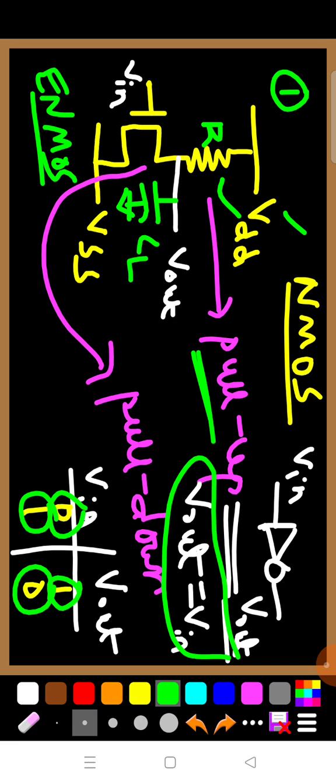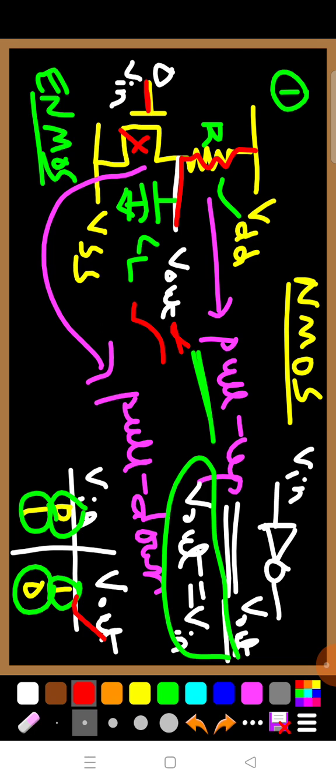Now just look at the operation of this NMOS inverter. You can very clearly observe, when Vin is 0, what is happening here? When Vin is 0, this enhancement mode NMOS transistor is in off condition. Therefore there is a supply at the output, and the capacitor rises, that means it charges. That means the output is 1.